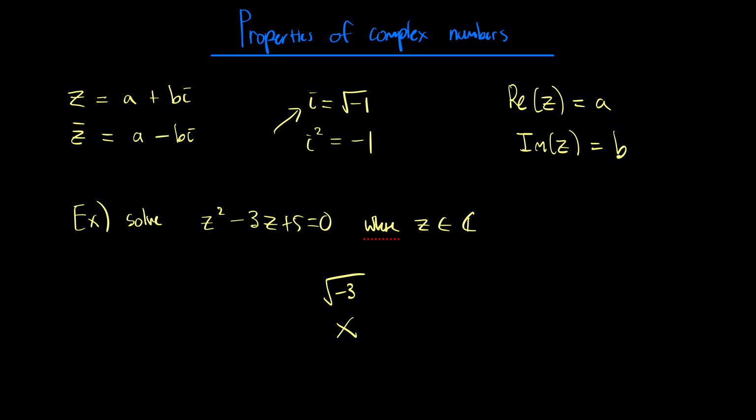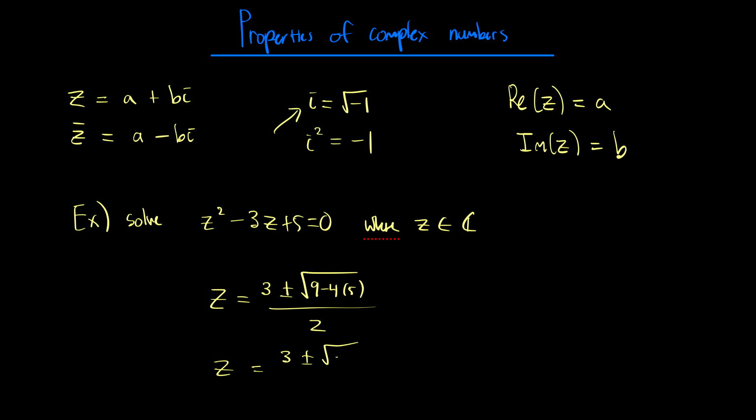Now, let's try this problem, this quadratic equation. We see that z squared minus 3z plus 5 equals 0, and we're trying to find the solutions of z. Now, if we use the quadratic formula, this is what we get. And we see that we get the square root of -11 over 2.